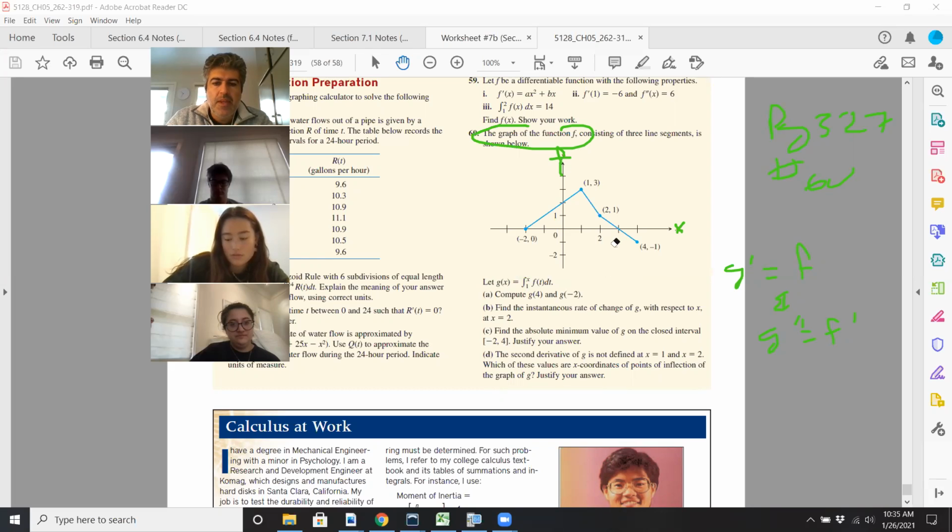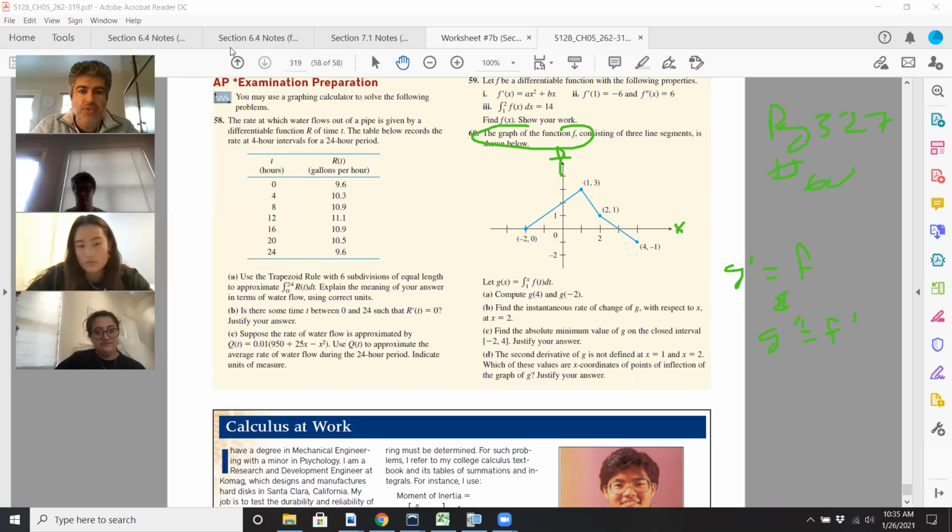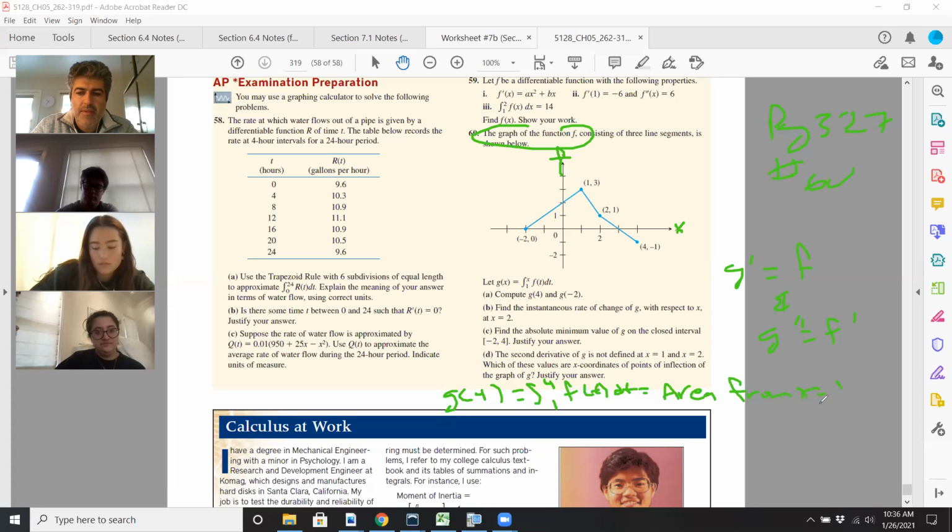Okay. So you're asked to compute a few things. You're asked to find g of 4. So remember, g of 4 is going to be the integral from 1 to 4 of f of t dt. So that's just going to be area from x equals 1 to x equals 4.